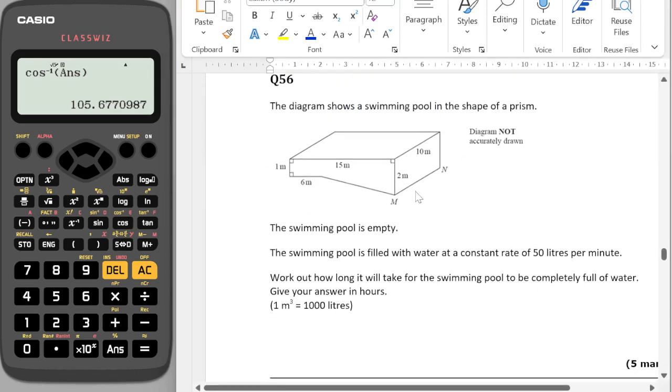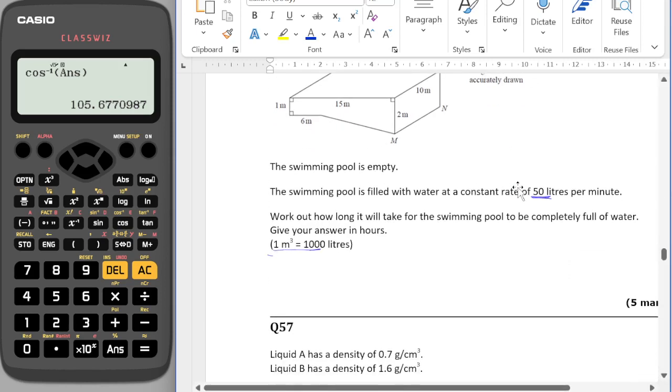Okay, question 56. The diagram shows a swimming pool in the shape of a prism. The swimming pool is empty. The swimming pool is filled at a constant rate of 50 litres per minute. Work out how long it will take for the swimming pool to be completely full of water. Okay, so we need the volume of the swimming pool first of all.